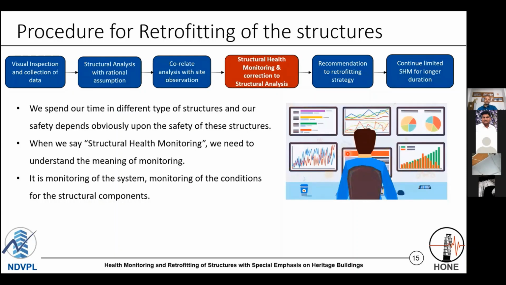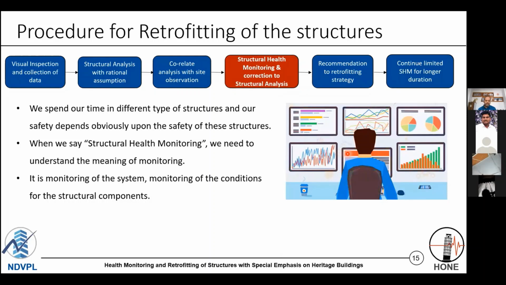So what is structural health monitoring for a building? We spend our time in different types of structures, and our safety obviously depends on the safety of these structures. If you are staying in your residential building, your family's safety depends on the safety of that building. If you are working in an office, all occupants' safety depends on the safety of that office building.